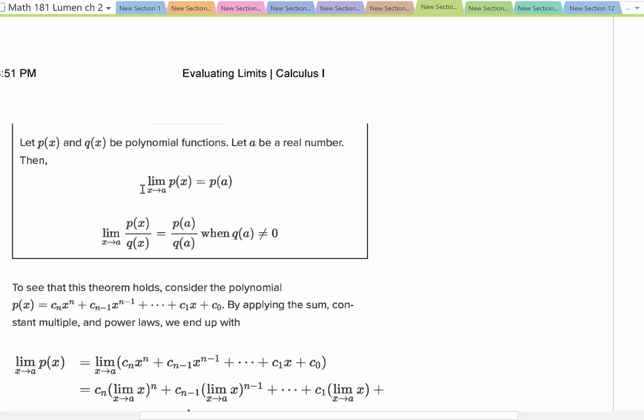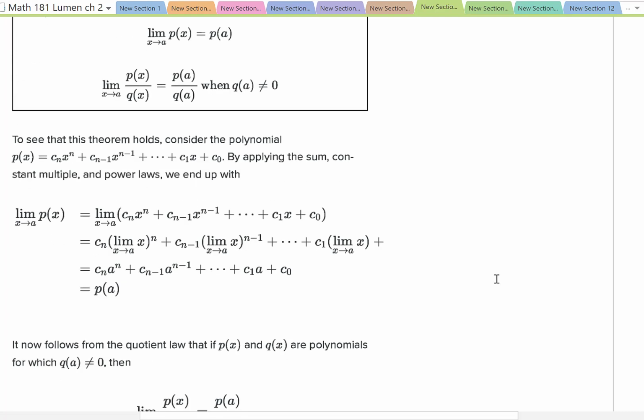Okay, so what this is saying is the limit as x approaches a of p of x is p of a, where p is a polynomial. And if q is also a polynomial, then the quotient's limit is going to be p of a over q of a. You can just plug it in.